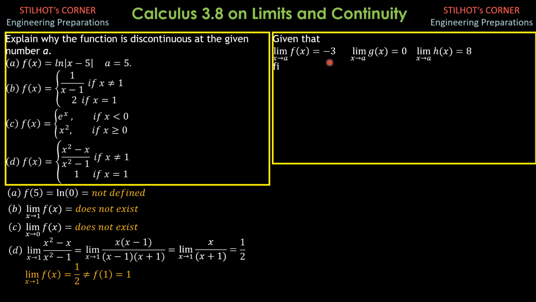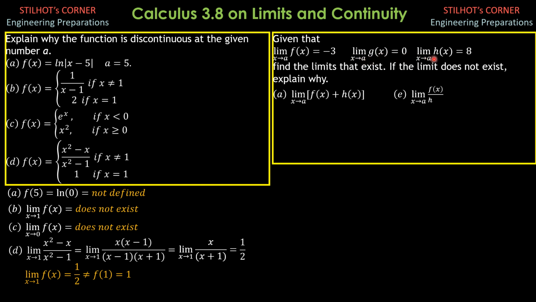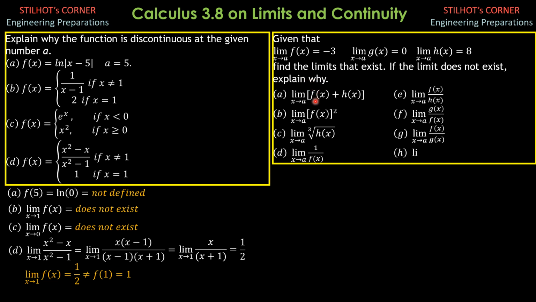So given that the limit of f of x as x approaches a is negative 3, the limit of g of x as x approaches a is 0, and the limit of h of x as x approaches a is 8. Find the limits that exist. If the limit does not exist, explain why. So for part A, the limit of f of x plus h of x, by theorems on limits, is just negative 3 plus 8. So it is 5, and it exists.